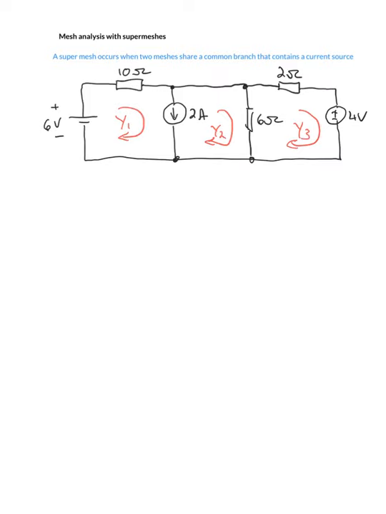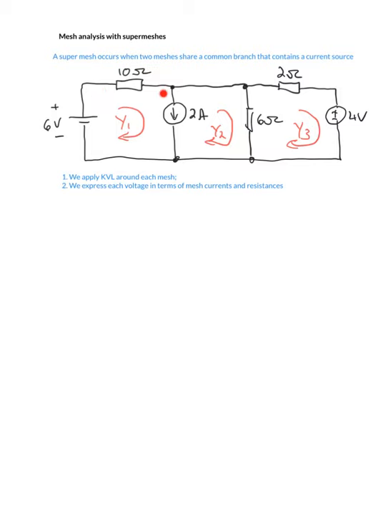Remember that in mesh analysis, we apply Kirchhoff's voltage law around each mesh, and then we express each voltage in terms of mesh currents and resistances. So if you look at this circuit, mesh 1 and mesh 2 have a shared branch, and that shared branch has got a 2 amp source in it.